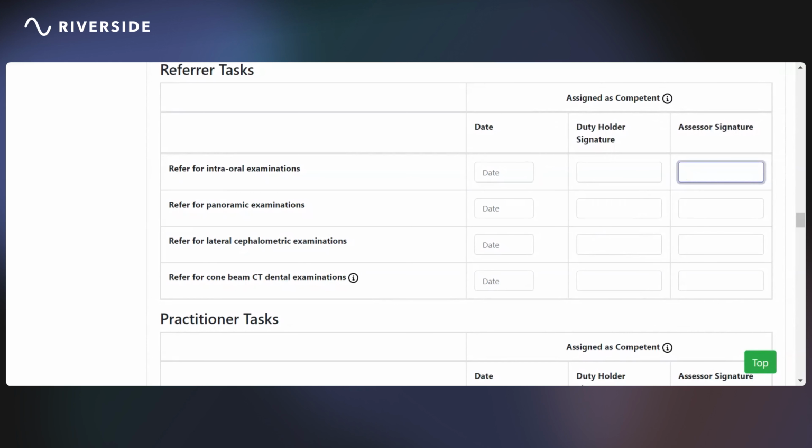Where practices have panoramic equipment, the same would apply here when they were entitled to refer for panoramic examinations. Equally so for lateral cephalometrics and also for cone beam CT.